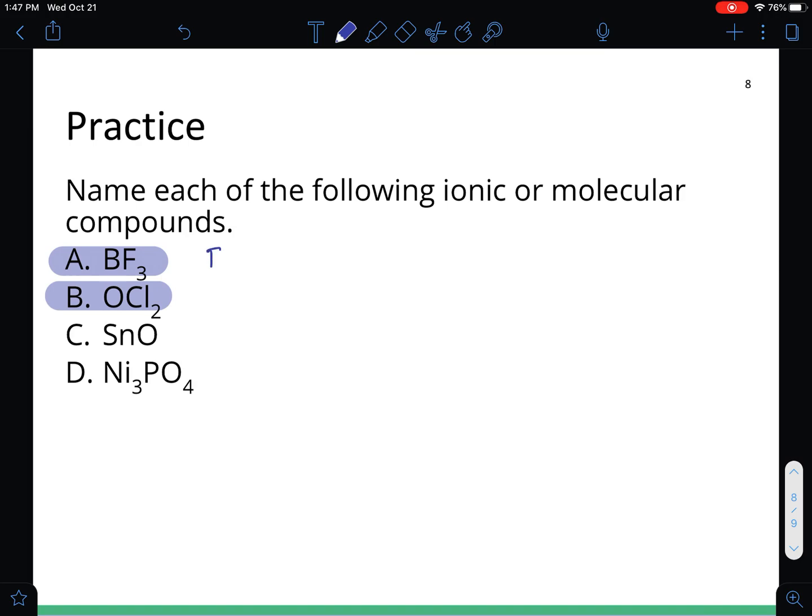For the first one, we have boron and fluorine, and we have 3 fluorines, so it will be boron trifluoride. For OCl2, it will be oxygen dichloride.